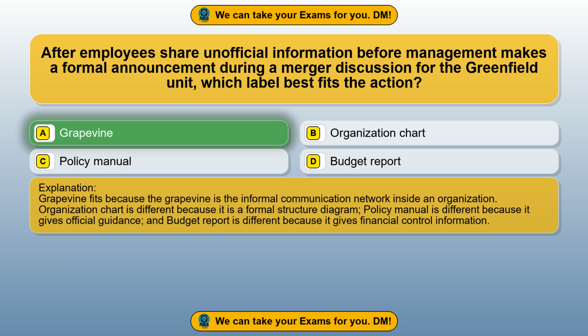Grapevine fits because the grapevine is the informal communication network inside an organization. Organization chart is different because it is a formal structure diagram. Policy manual is different because it gives official guidance, and budget report is different because it gives financial control information.